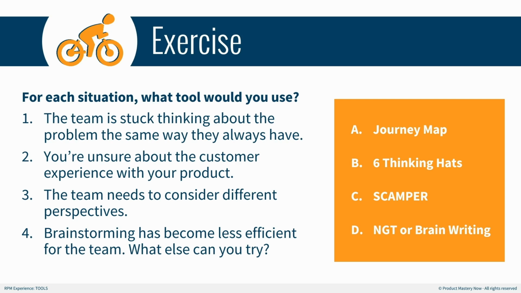Well, that's what Six Thinking Hats is all about, right? Different perspectives on this problem from different angles. And as a final one here, brainstorming has become less efficient for the team. What else might you try, right? How do we jazz up our brainstorming and get more value out of it?